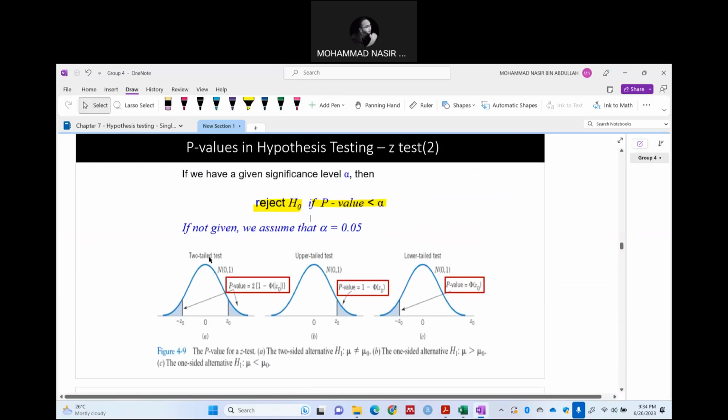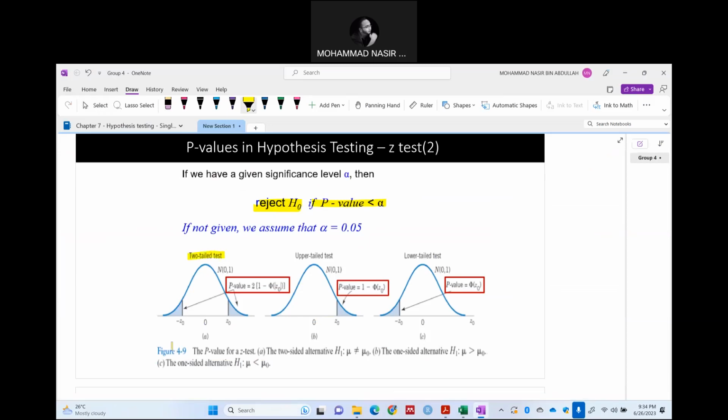Right. So for two-tail tests, to calculate the p-value, it should be 2 multiplied by 1 minus the probability of z less than absolute z calculated. Do you see? So this is for two-tail tests.